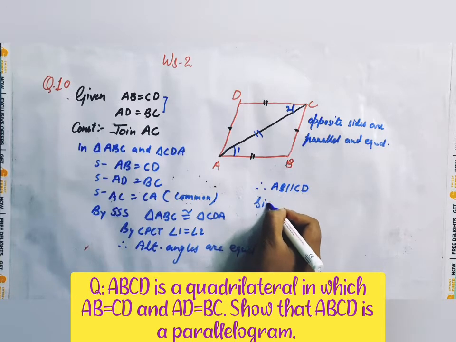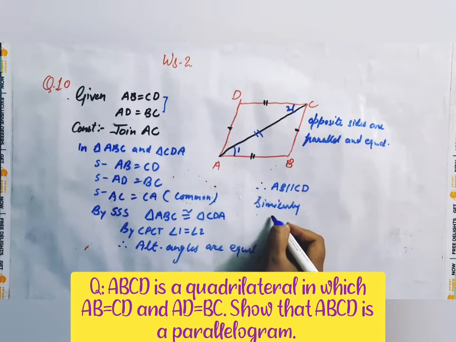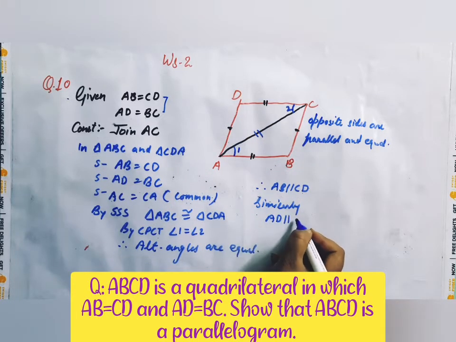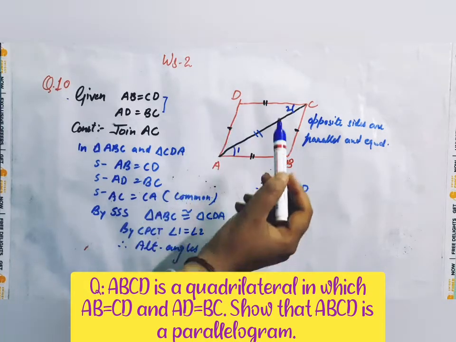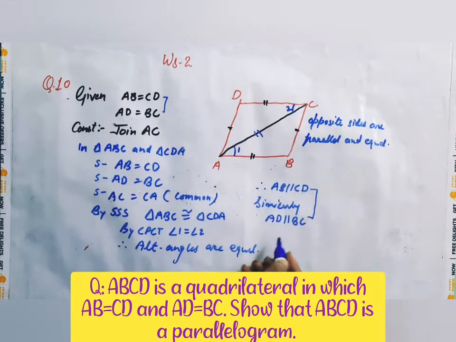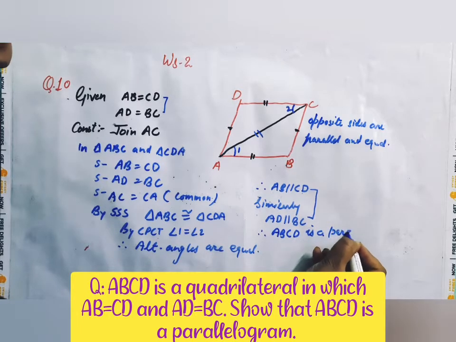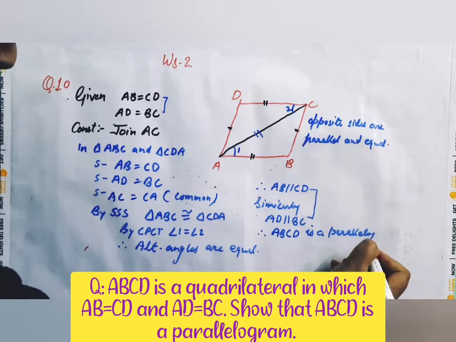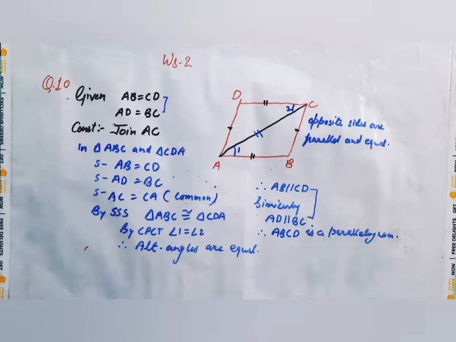And similarly, your AD will be parallel to BC. By doing the same procedure, your second pair of sides will be parallel. Now, these are equal given and parallel you proved. Therefore, if opposite sides are parallel and equal, ABCD is a parallelogram.